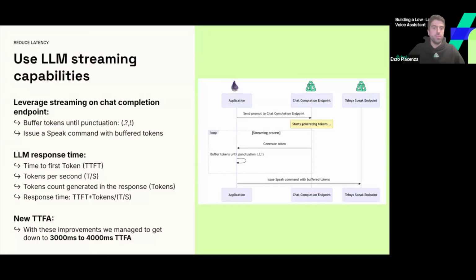And with this, you can remove the length of the response of the LLM out of the equation. That way, you only depend on the time to first token of the LLM and the tokens per second. Of course, you need to count around 10 tokens, let's say, to get some kind of sentence. But yeah, with this new improvement, we managed to get down to 3 to 4 seconds time to first audio, which is okay, but not what we want.